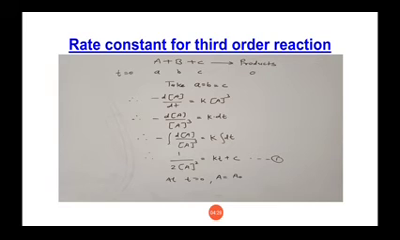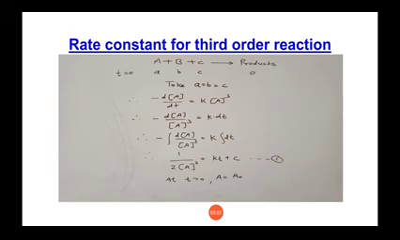Now to find the rate constant, simply we have to do integration of this term. For that purpose we are taking the concentration of A on the left hand side, and the dt term on the right hand side. So it is minus dA by A raised to cube is equal to K into dt. Now we are integrating this term on both sides, so it becomes minus integration dA upon A cube is equal to K integration dt.